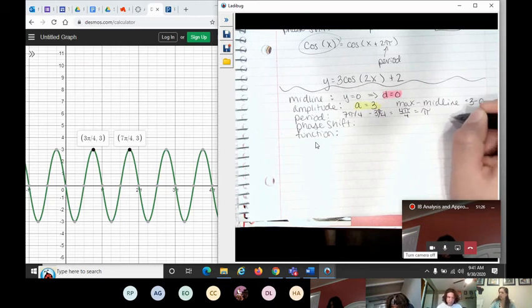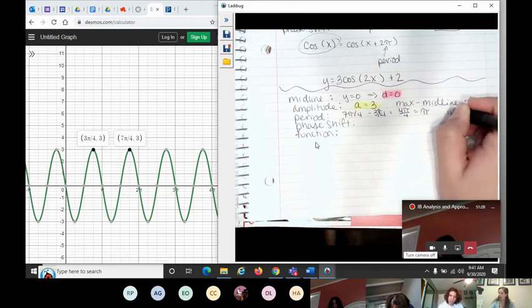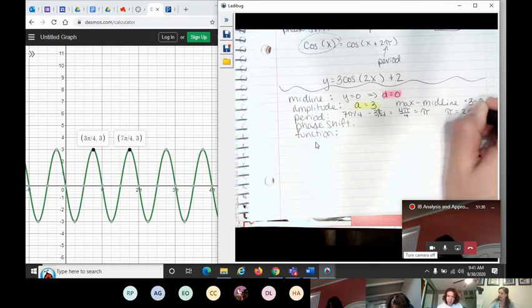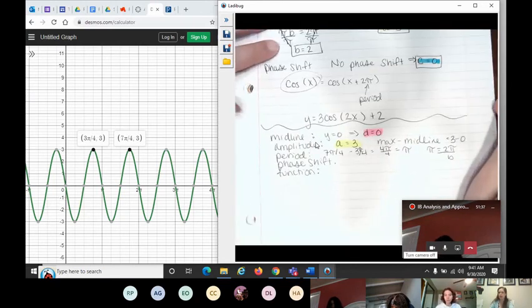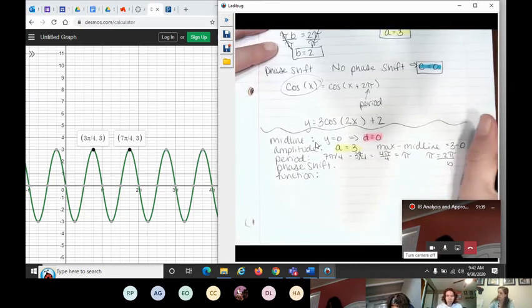And so now we need to find the b value. So I'm going to take pi, set it equal to 2 pi over b. And, spoiler, this is going to be literally the exact same algebra that we did up here. So b is going to be equal to 2.